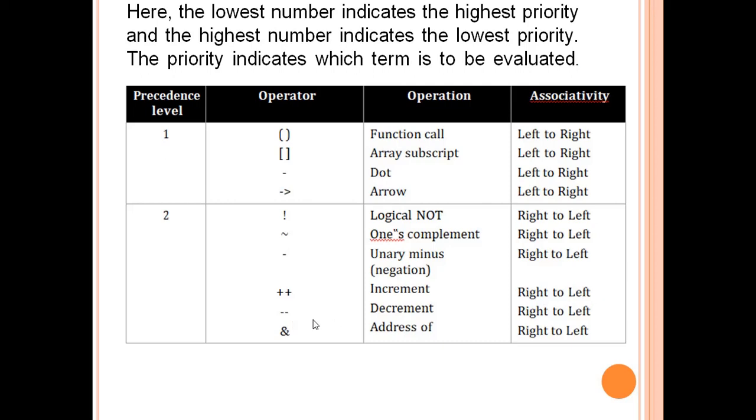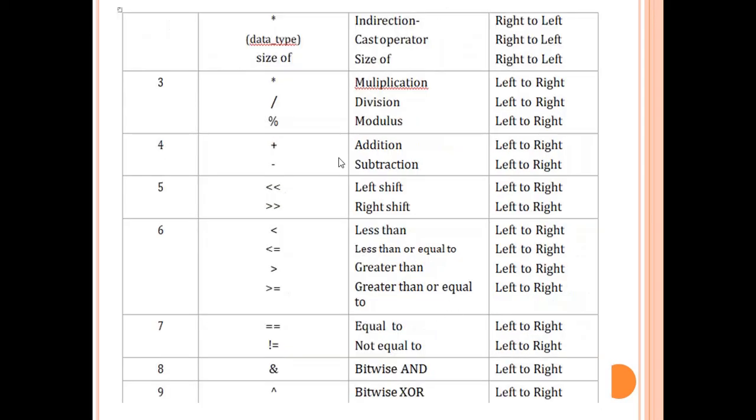When it comes to the decrement operator, it is minus minus, and the associativity of the decrement operator is right to left. This is called the address of operator, and its associativity is right to left. Then this is the indirection operator, which has associativity right to left.